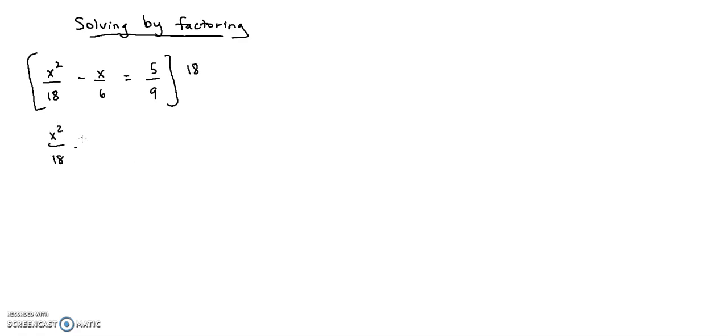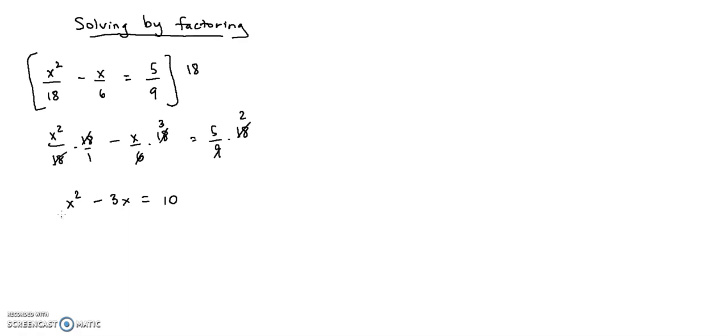Okay, so we're going to take every fraction and we're going to multiply by 18. Okay, so this is like 18 over 1. You can write it that way if you want. The 18's on top, these numbers are on the bottom. So here the 18's will cancel, and I'm left with x squared. Here 6 and 18, 6 goes into 18, and I'm left with a 3, so that's minus 3x. And then 9 goes into 18, and I'm left with 2. 5 times 2 is 10.